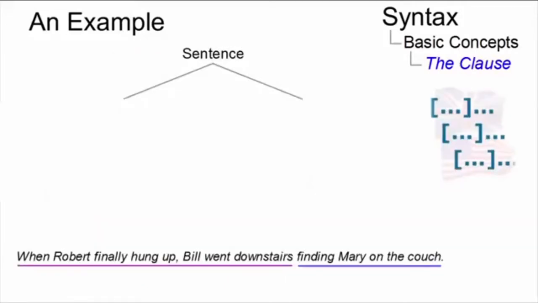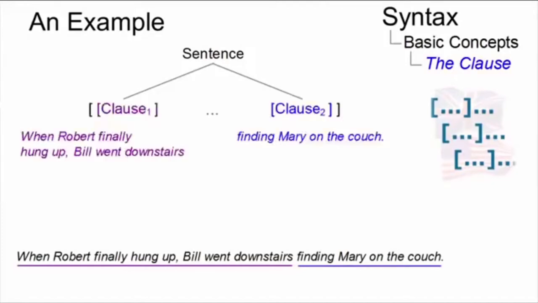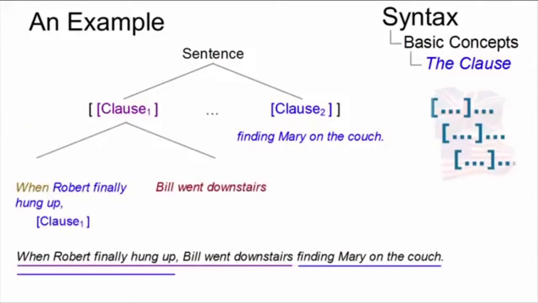In "When Robert finally hung up, Bill went downstairs finding Mary on the couch," we have a multiple declarative sentence. It exhibits two clauses in a compound relationship without an overt coordinator, where clause 2 is an elliptical non-finite clause. The missing element is Bill. Clause 1 is a complex sentence with an adverbial subordinate clause of time, signaled by the initial subordinating conjunction when, and a finite main clause.